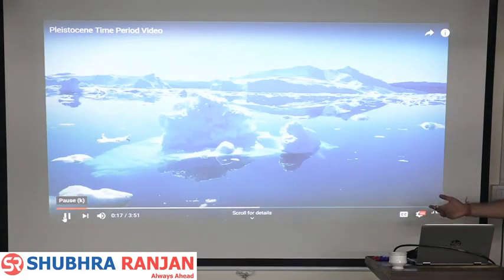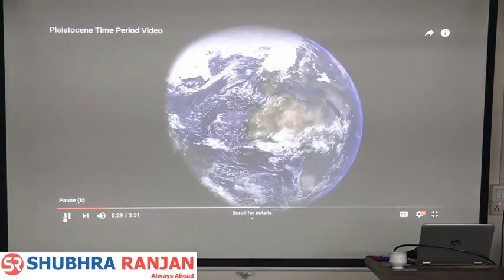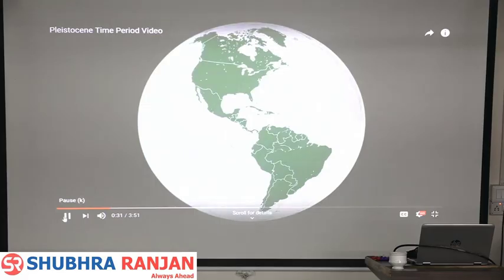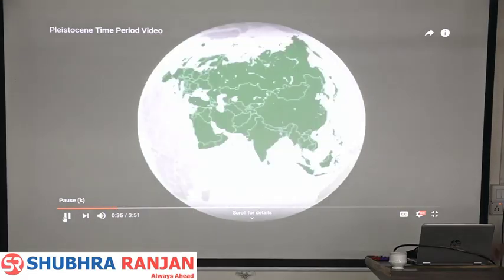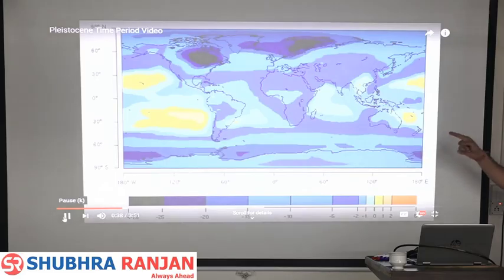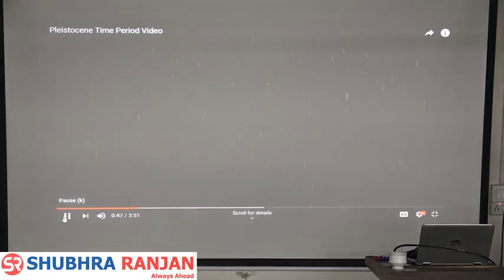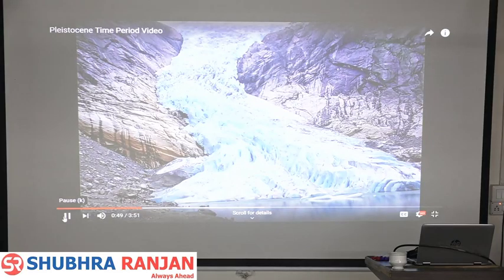11,000 years ago is very recent in geography. Even India is green in color. That means India was under the ice age. Getting it? This is what is a glacier.